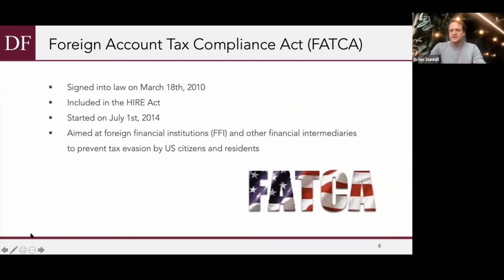So what exactly is FATCA? Well, FATCA has been around since 2010. It really started in force in 2014, but it includes over 100 countries that are members of the FATCA Accords that essentially agree to share all information with the United States as long as the United States shares information with them.